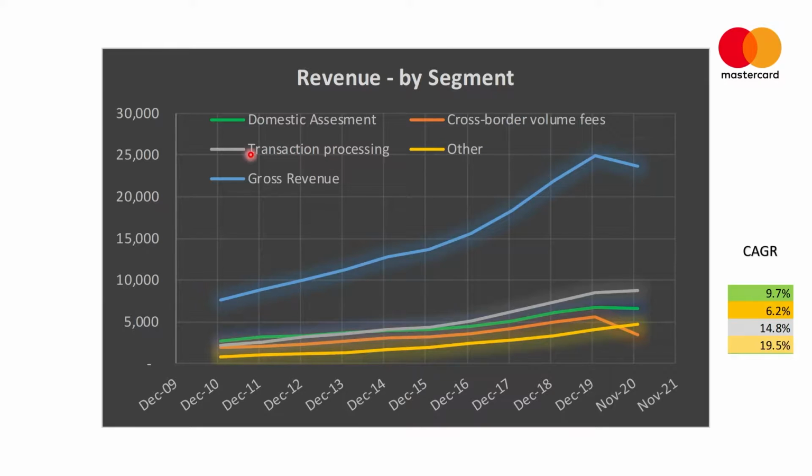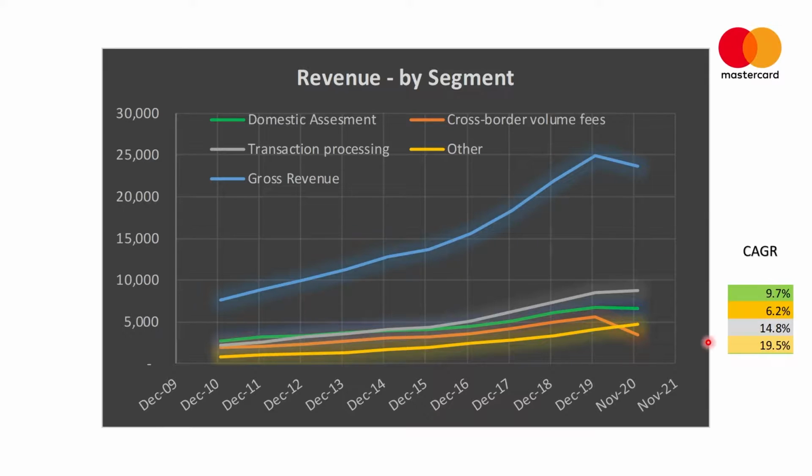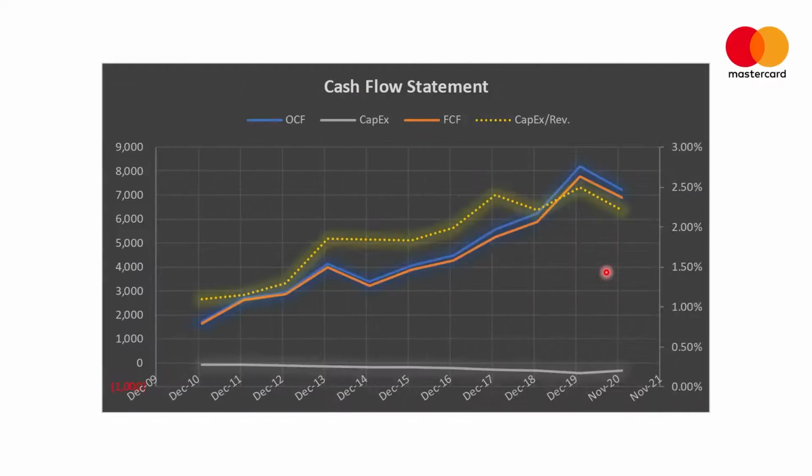And then we have the transaction processing, which is the gray line here, which is growing quite fast. And the other, which mostly is data analytics, cyber and intelligence, loyalty, and all these value-added products, which are growing, as you see here, quite substantially, 20%. Then we have, on a cash flow basis, it's also very healthy.